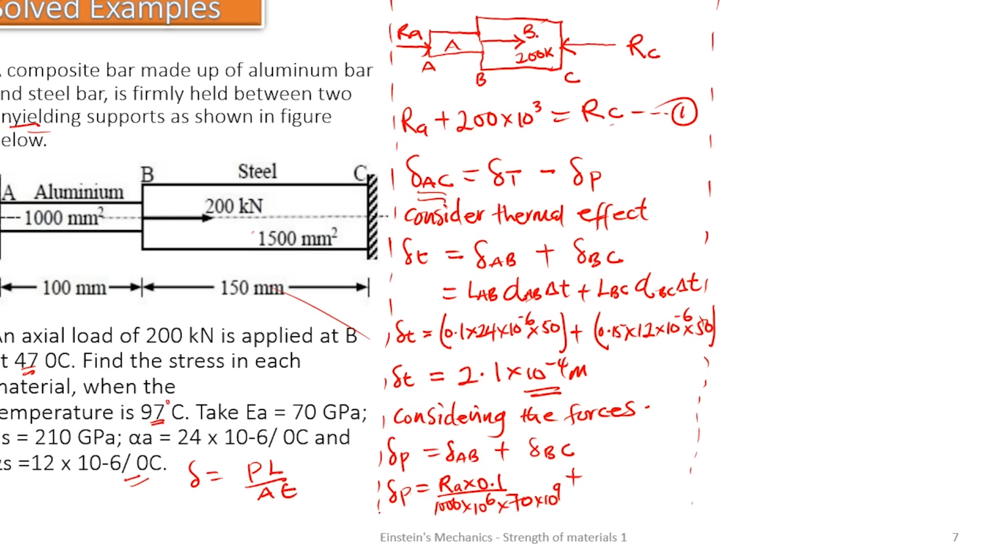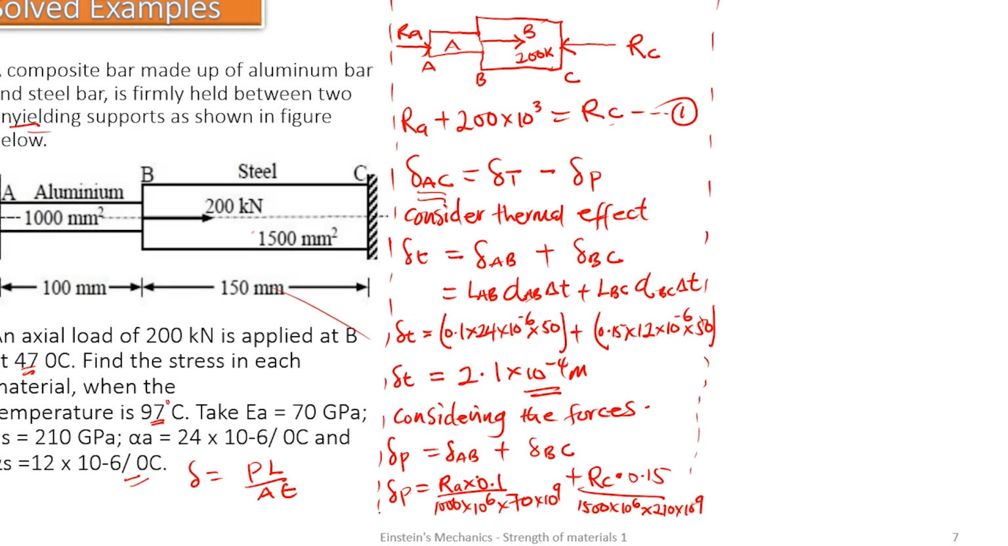Plus the same thing for bar BC. In bar BC, the force acting will be RC. It's also a compressive force, so we have RC multiplied by the length 0.15, over the area 1500 millimeter square, which we also change to meters, 1500 times 10 to the power -6, times the E of steel, 210 times 10 to the power 9.